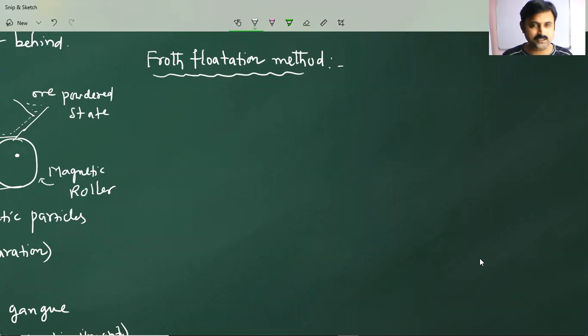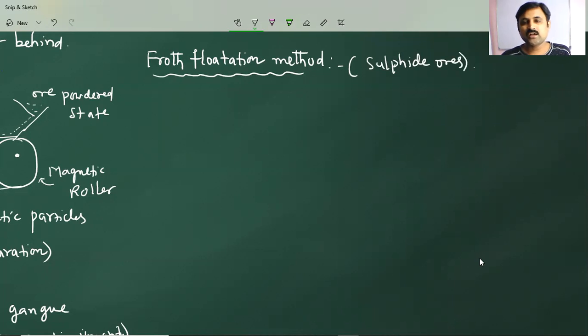As of now, we observed hydraulic washing and magnetic separation methods. In both these methods, we came to know that there are some metals, ores, selected for concentration of that particular species. But in the froth flotation method, you can ask what kind of ores are said to be subject to concentration. The only answer we have is sulfide ores. This froth flotation is particularly designed for sulfide ores.